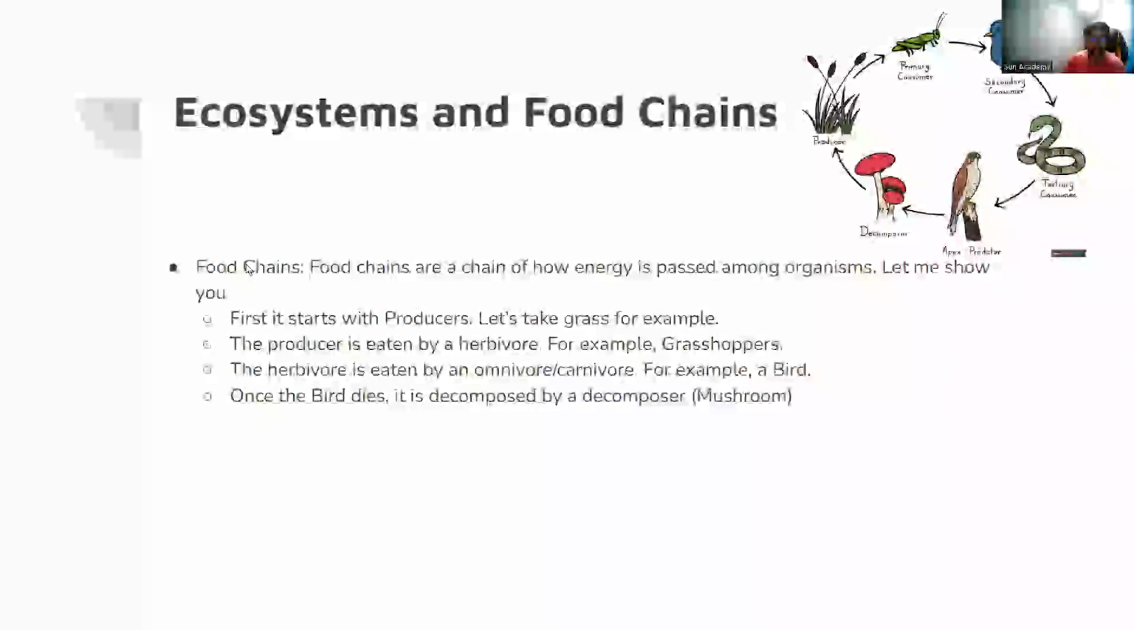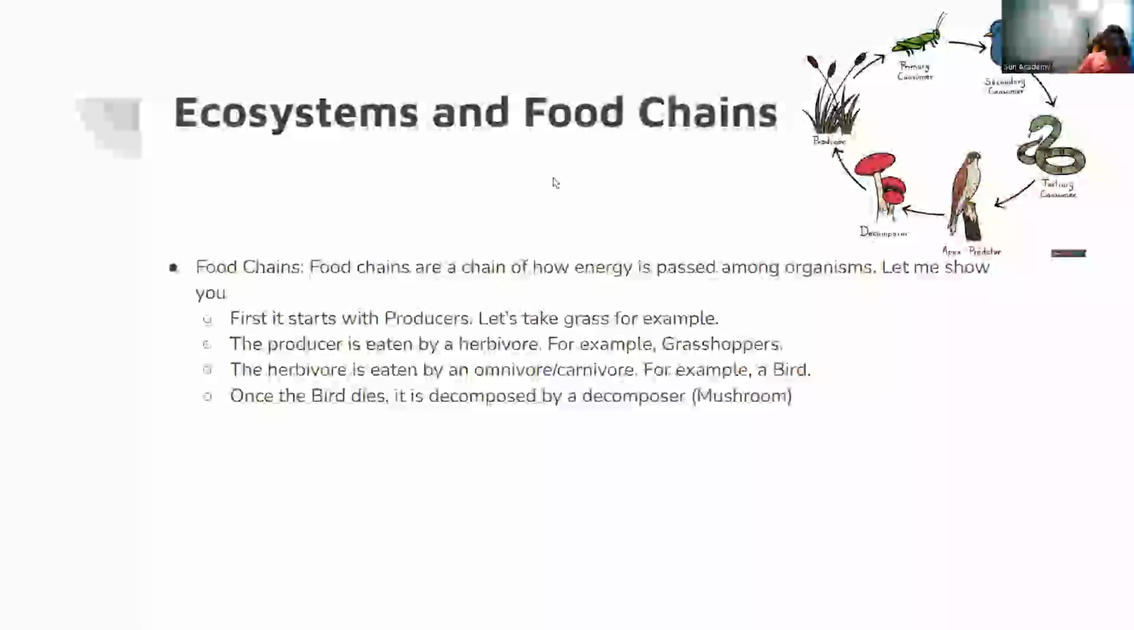Okay, now I'll explain to you what a food chain is. So food chains are basically a chain of how energy is passed among organisms. So I'll give you an example. The first link of a food chain is our producers, for example, grass right here.